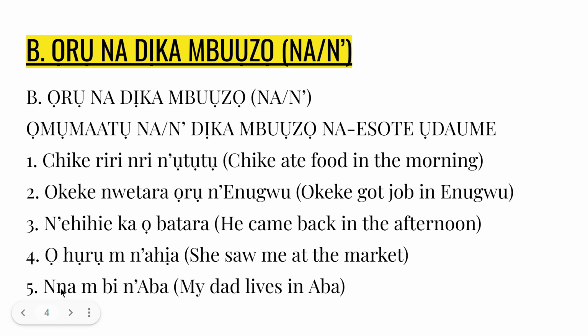And the last one is Nnam bi n'Aba. My dad lives in Aba. Nnam bi n'Aba. My dad lives in Aba. Where is your dad living, or where does your dad live? He lives in Aba. N'Aba. N'Aba. The same thing is applicable here. Are you following?